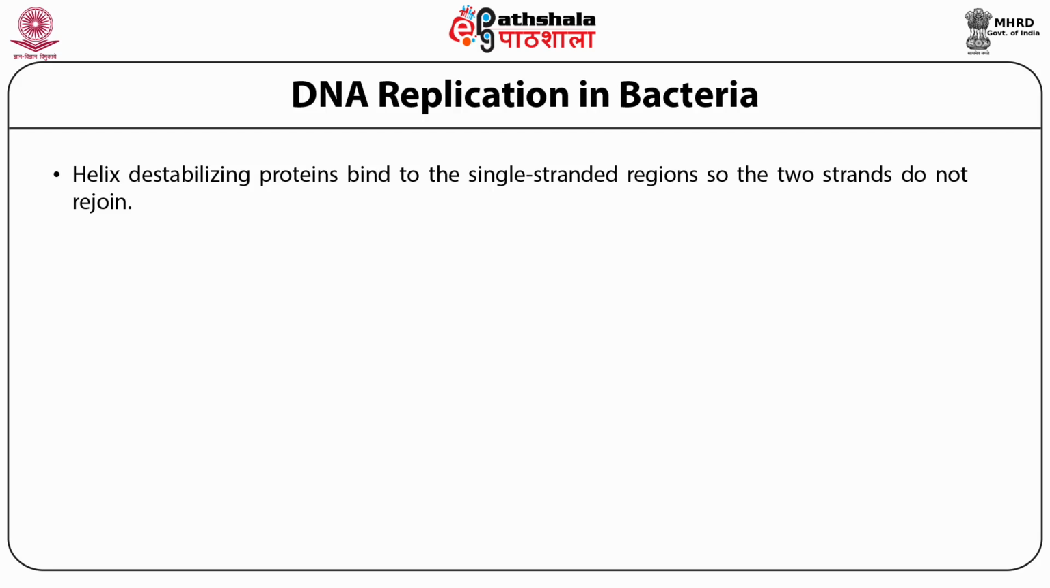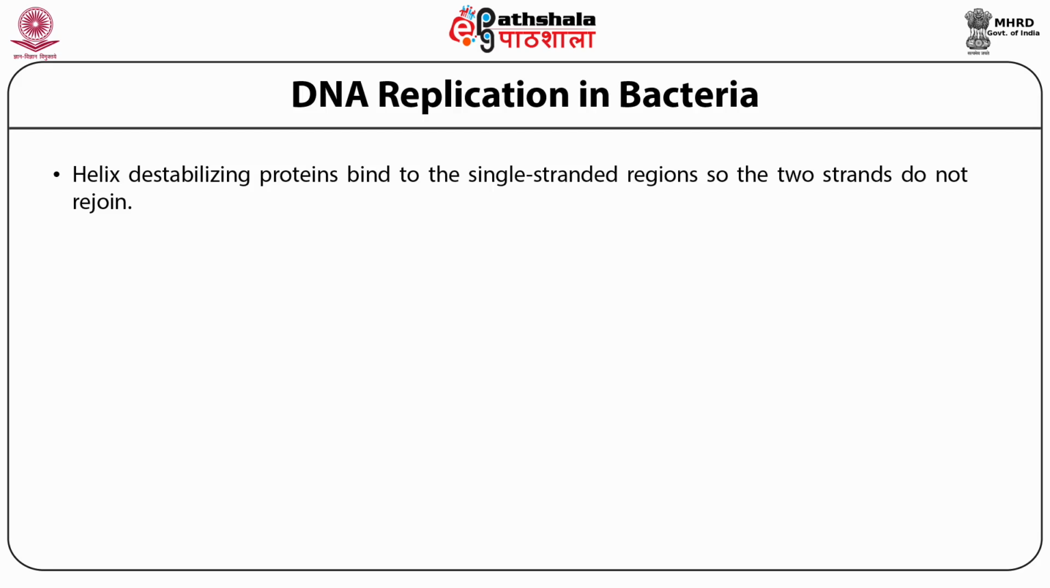Now, you know that the two strands of double-stranded DNA are exactly complementary to each other. If they are just separated using the helicase protein, what will happen? They can very easily go back and anneal to each other to form the double-stranded moiety again, meaning they would not be in the single-stranded form anymore. So how is this prevented?